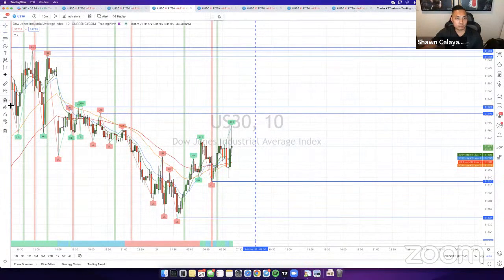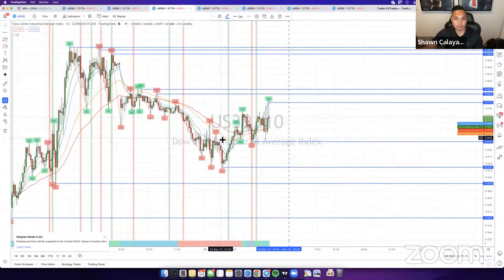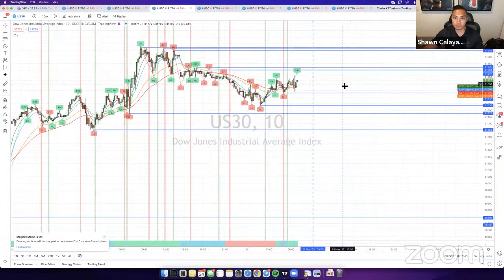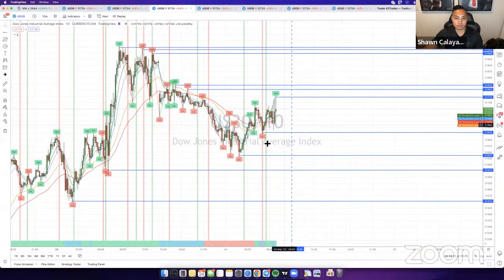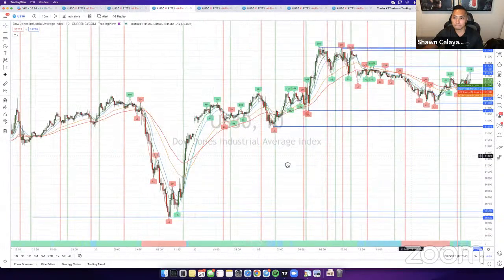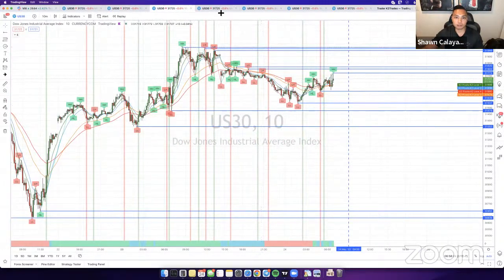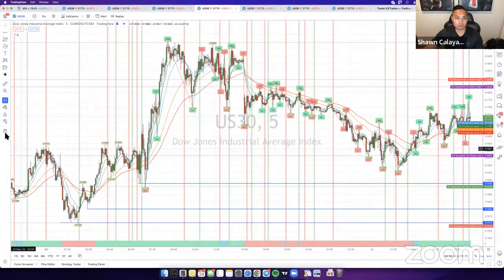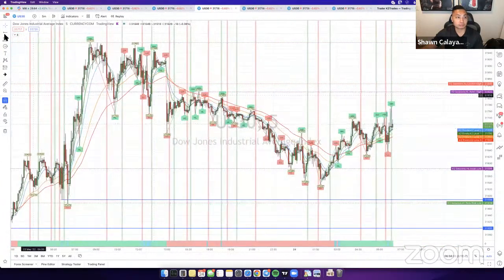All right, so here we are back on the 10-minute. As you guys can see here, there's a lot of liquidity on both sides. Liquidity on the top side, liquidity on the bottom side. I'd probably be looking for it to come back down and retest these areas below for any possible entries. I don't see anything here right now. Here's the 5-minute chart. I'm going to go ahead and mark up some liquidity here.